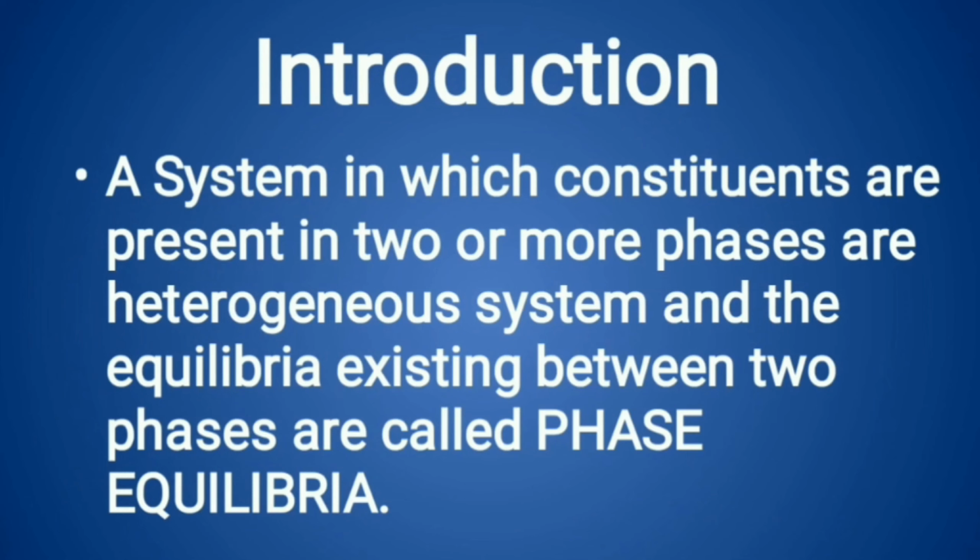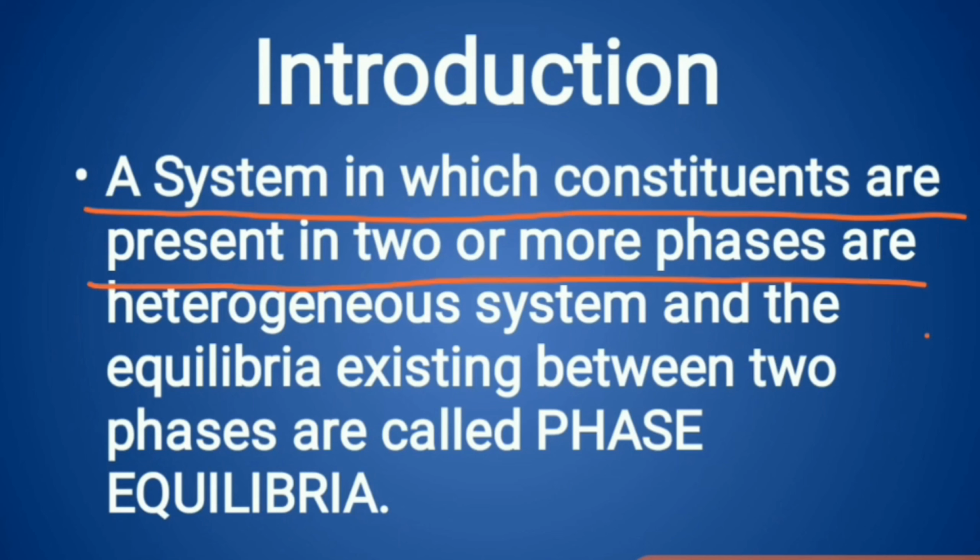We'll start with the introduction of phase equilibria, that is, what phase equilibria actually is. But to study phase equilibria we need to understand one thing: what is a heterogeneous system. A system in which constituents are present in two or more phases. These phases can be solid, liquid or gas; only these can be phases. So a system in which the constituents are present in two or more phases is a heterogeneous system, and the equilibria existing between these phases is called phase equilibria.